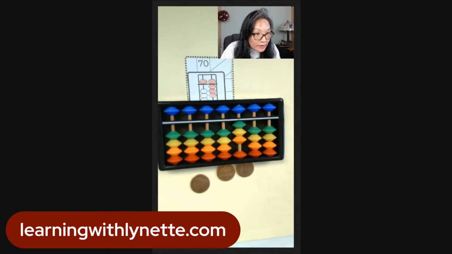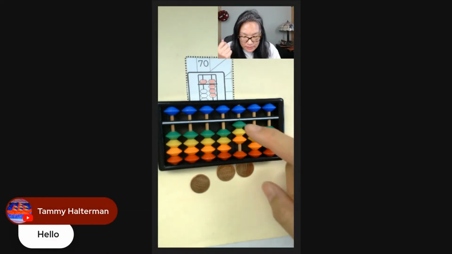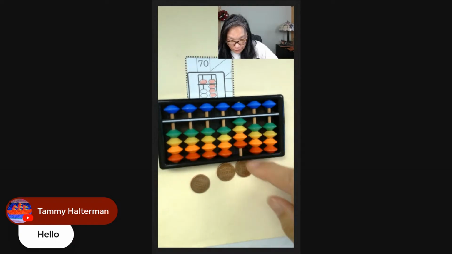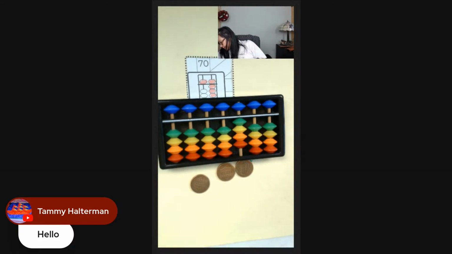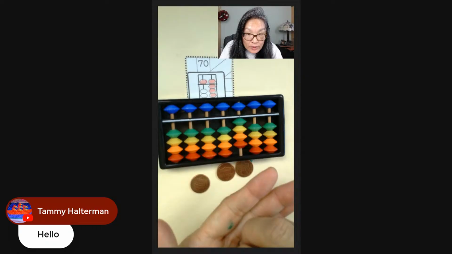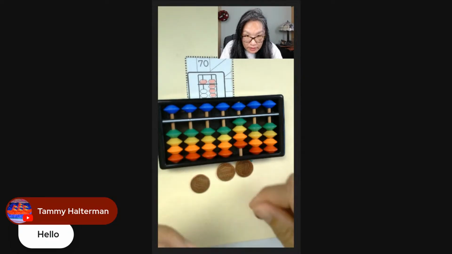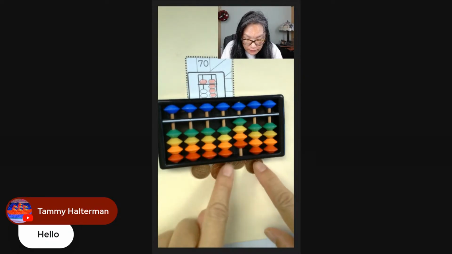So we have 3 on the abacus. That's what 3 on the abacus looks like. You had 3 pennies. And then we have 4. That's what 4 is. And then this is 4.